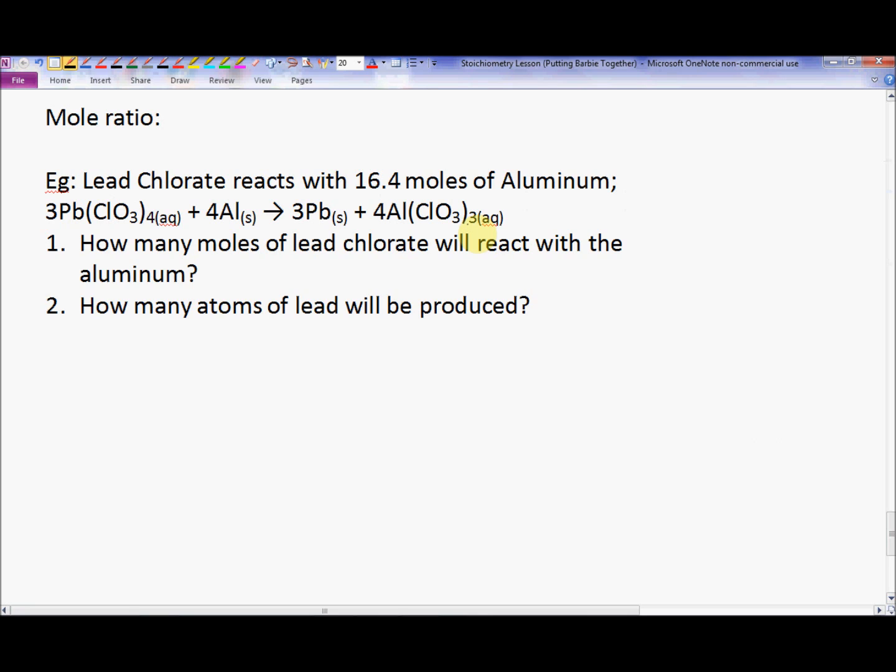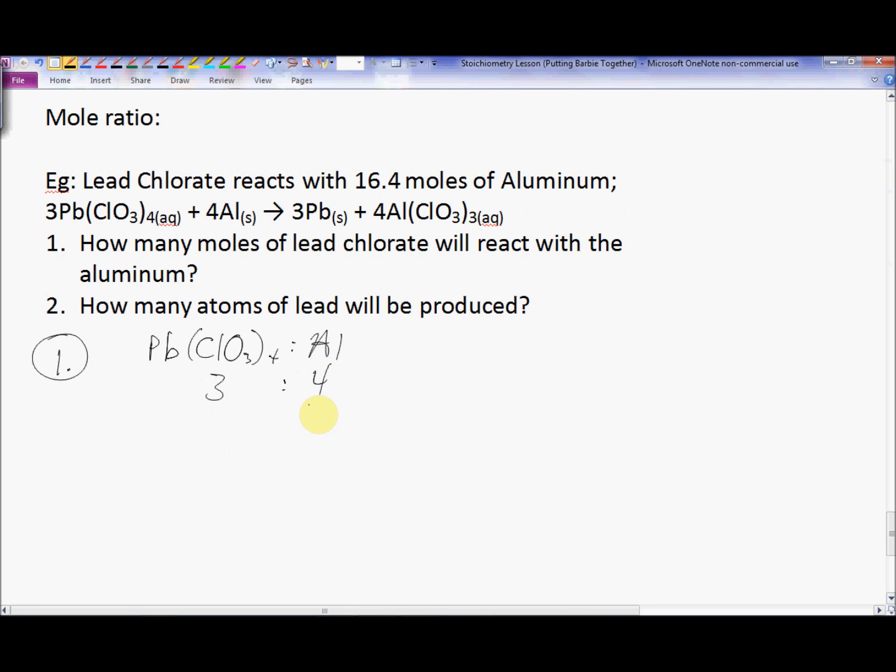First thing we will want to do, not surprisingly, is figure out what the ratio is, lead chlorate to aluminum. So just write this down. I'll start with number 1 here. Lead chlorate to aluminum. The ratio is going to be, okay, so look over here. It's 3 is the coefficient in front of lead chlorate, and 4 is the coefficient in front of aluminum, so the ratio is 3 to 4.